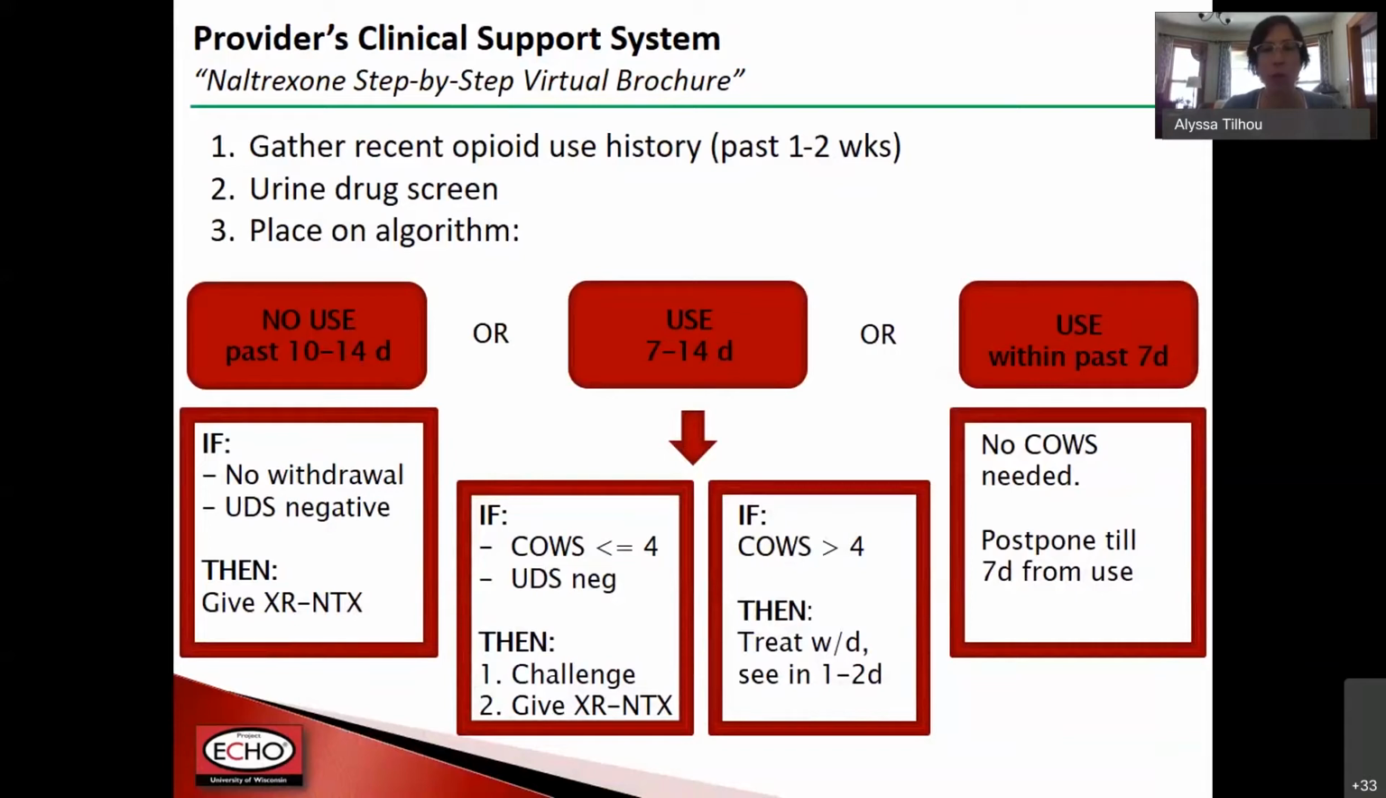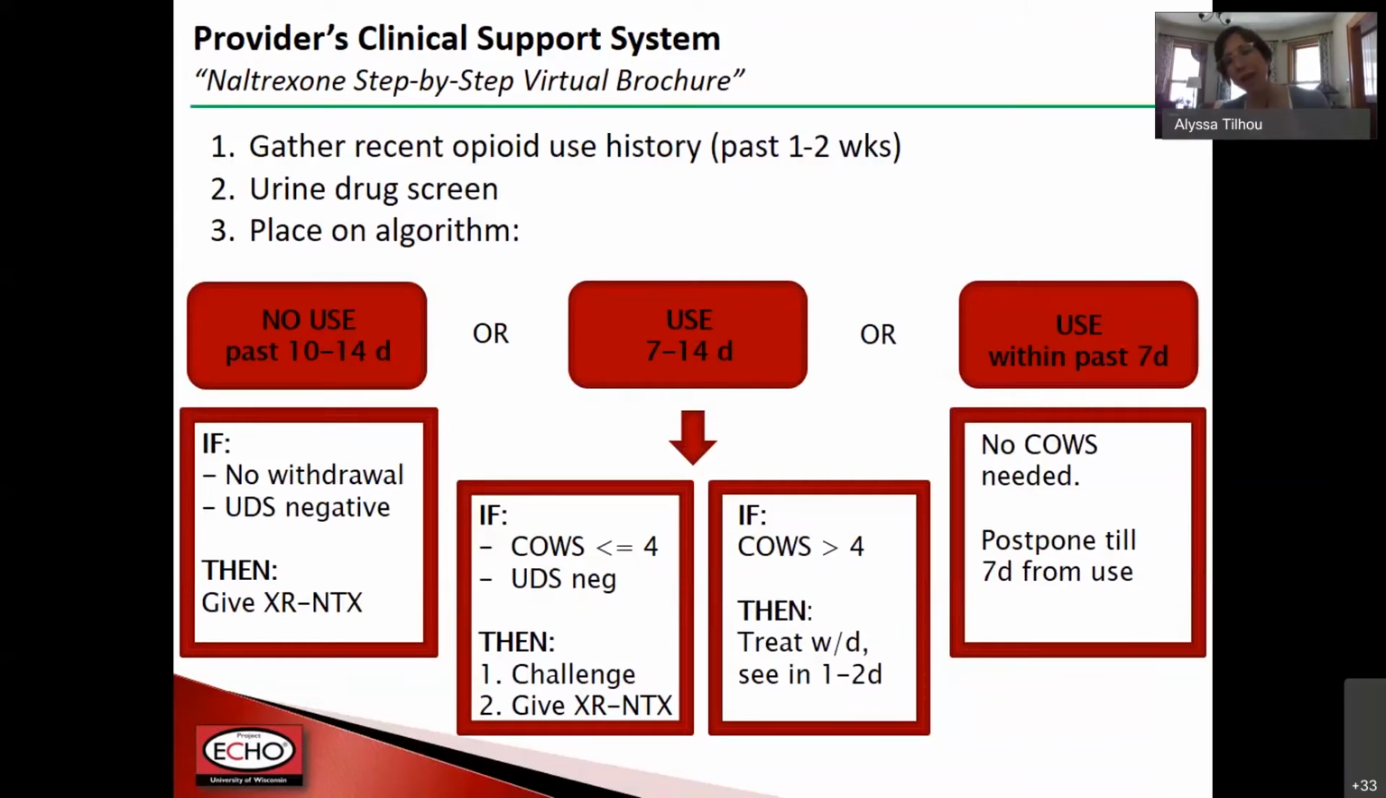What is the patient reporting they've been using in the last 1 to 2 weeks? Then you go to urine drug screen, and between those two pieces of information, you can place them on an algorithm. On the left, you'll see the top red box says no use in the past 10 to 14 days. If that's what the patient says, and they show no withdrawal symptoms and their urine drug screen is negative, you can go ahead and give the first injection.